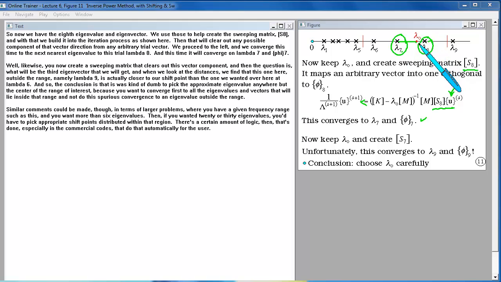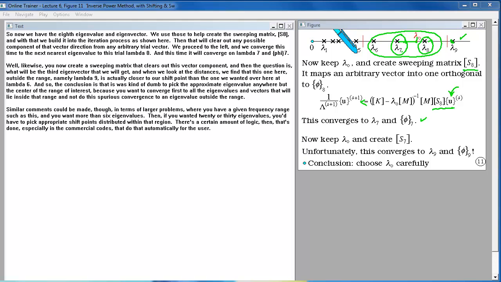And when we look at the distances, we find that this one here outside the range, namely lambda 9, is actually closer to our shift point than the one we wanted over here, lambda 6. And so the conclusion is that it was kind of dumb to pick the approximate eigenvalue anywhere but the center of the range of interest, because you want to converge first to all the eigenvalues and vectors that lie inside that range and not do this spurious convergence to an eigenvalue outside the range.